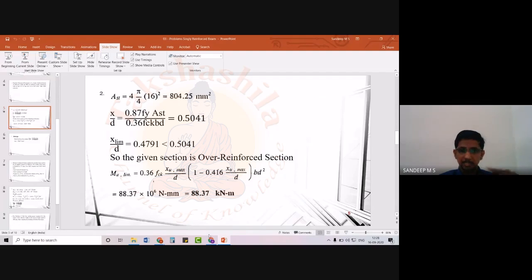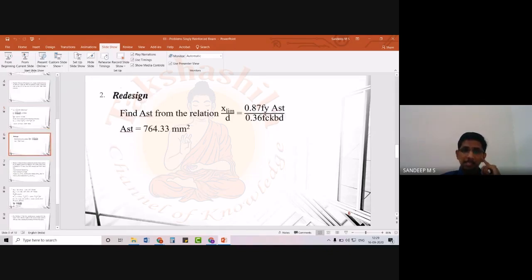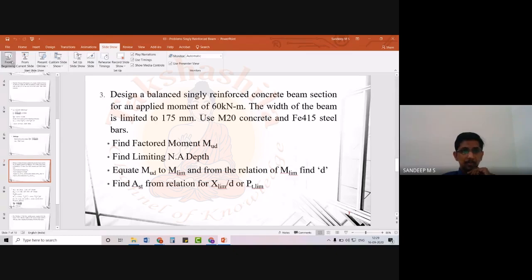Please note, it will be a balanced section, and you are supposed to limit the capacity, and after limiting the capacity you will obtain it as 88.37 kilonewton meters. This is the final answer for that, 88.37 kilonewton meters. And the revised AST will be 764.33 millimeter square. Now you can note down the next problem.